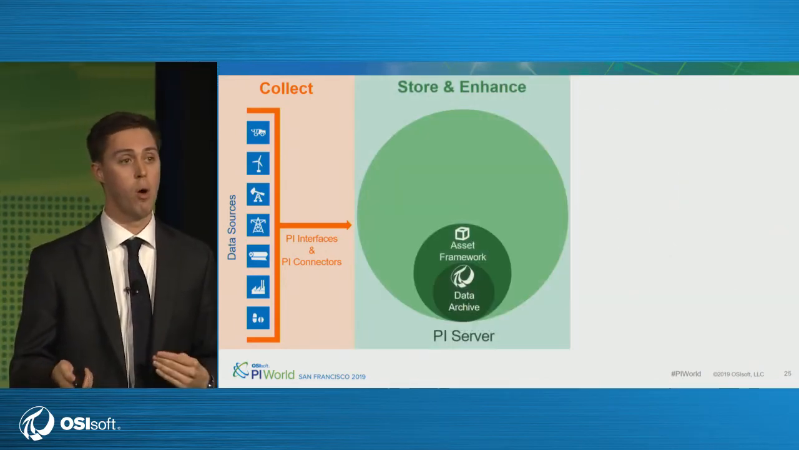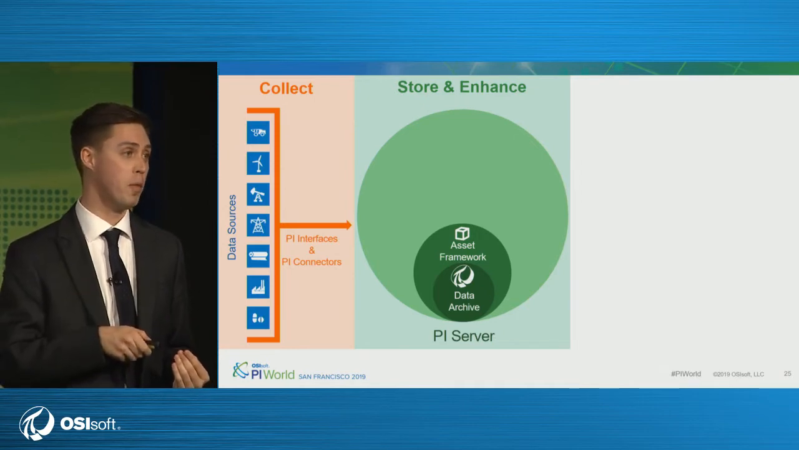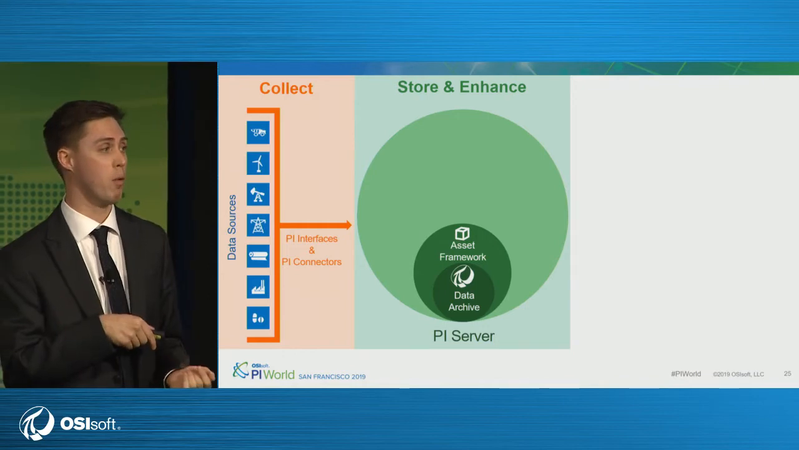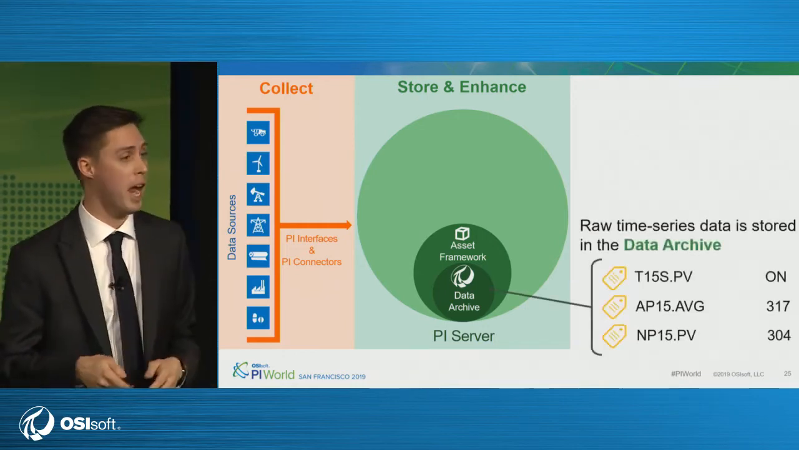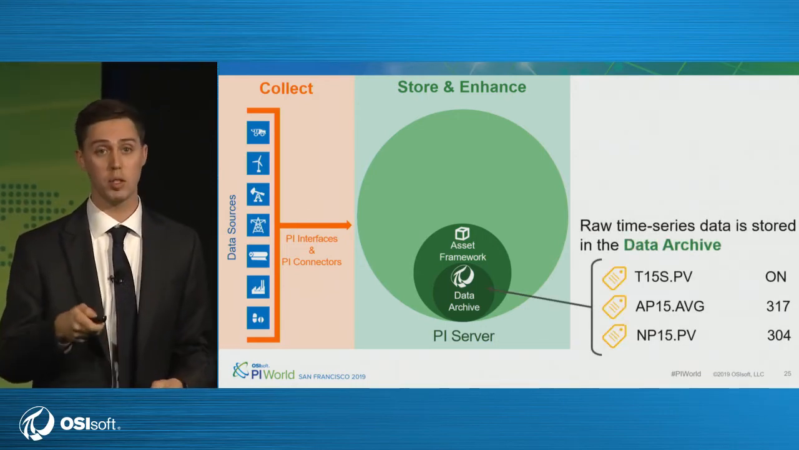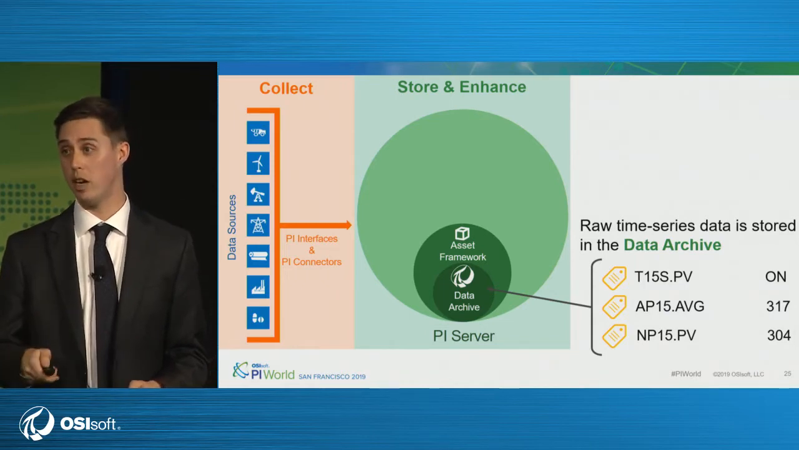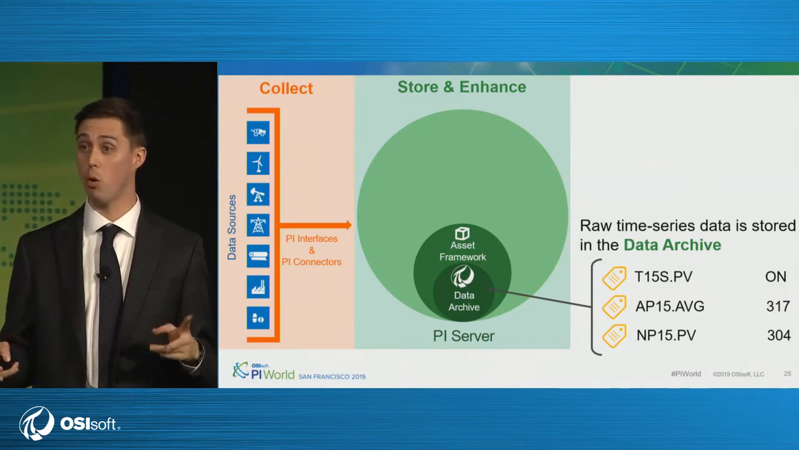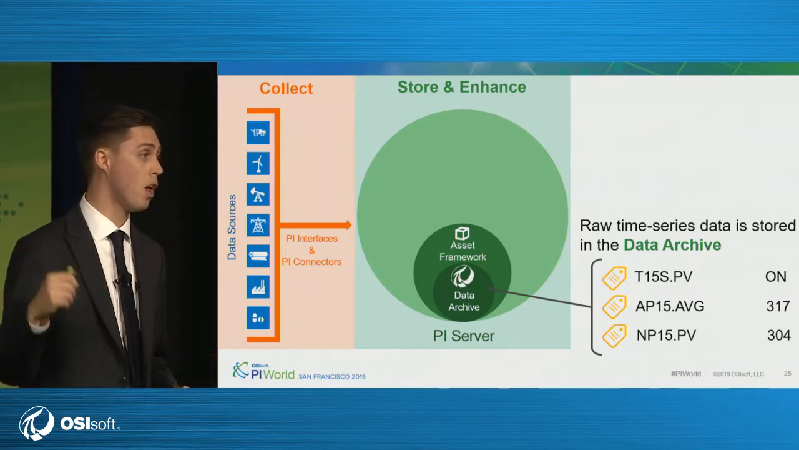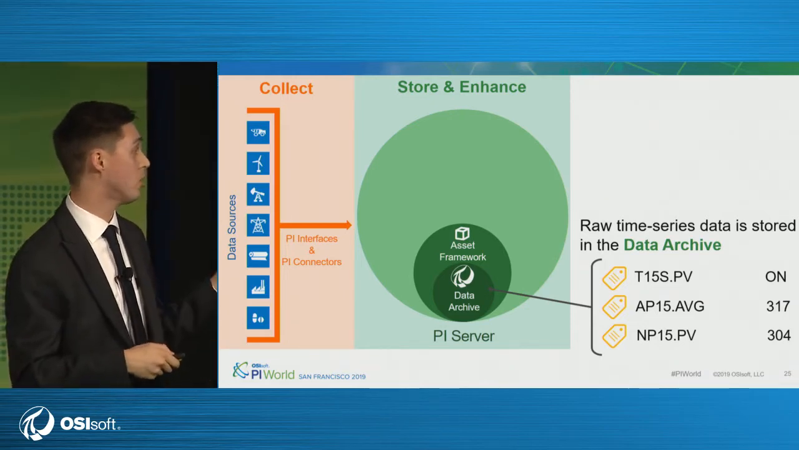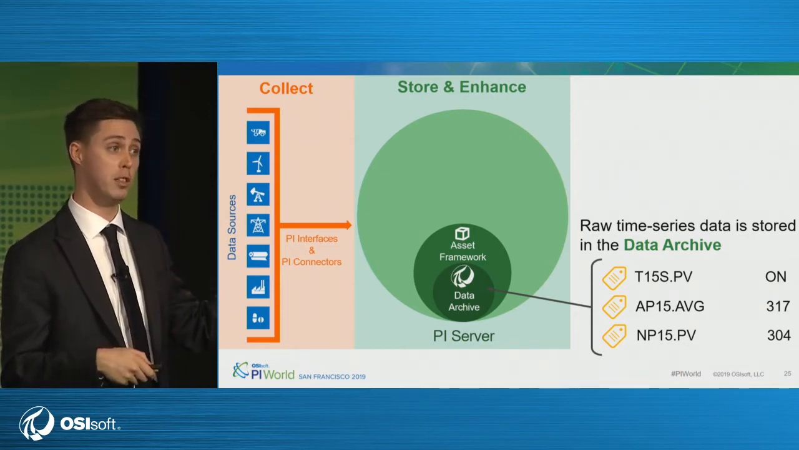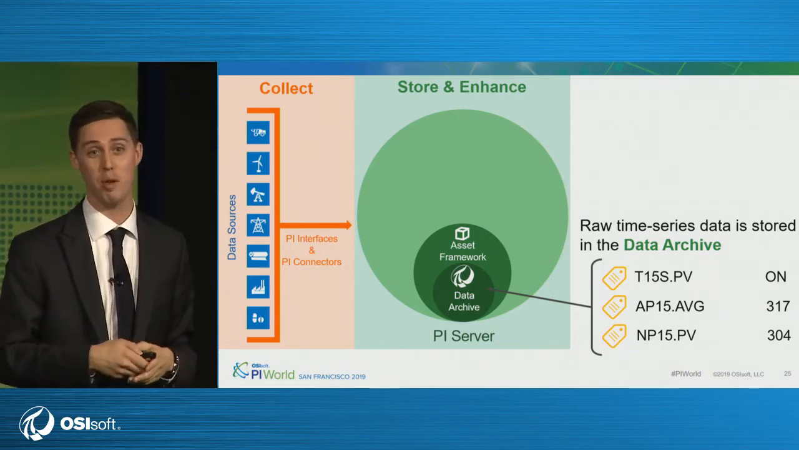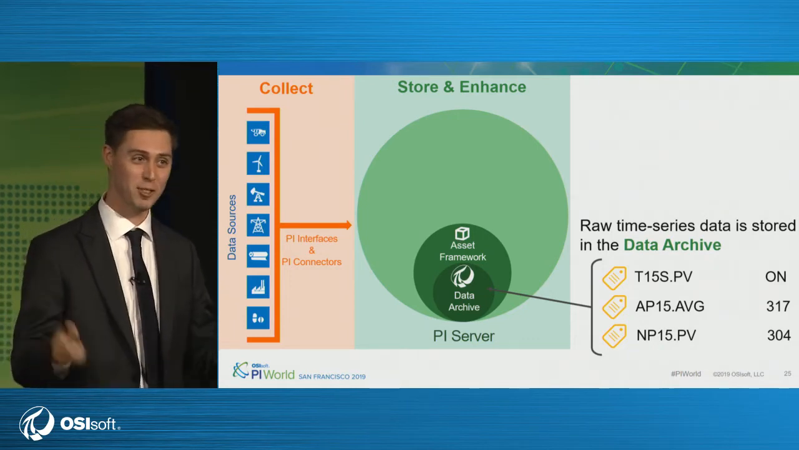And then the PI server is broken up into a couple of other components. At the bottom here, we have the data archive. The data archive is purpose-built to store time series data. So if you ever hear anyone referring to a historian, a time series historian, that's what the data archive is. And the data archive is useful for machine-to-machine-friendly lingo, you know, T15s.pv. Who couldn't know what that is, right?